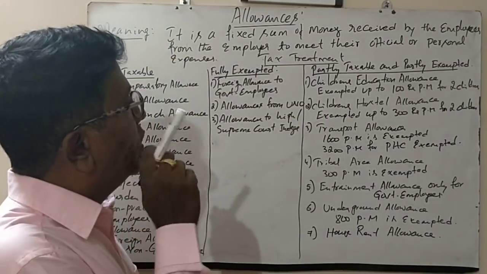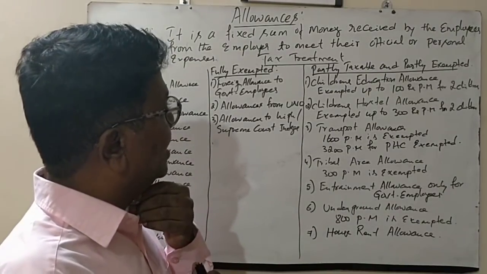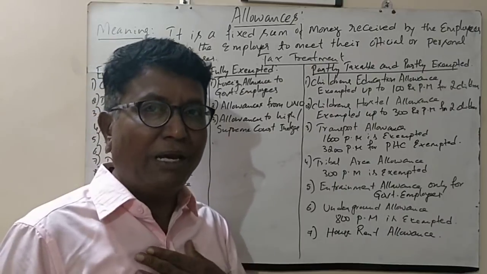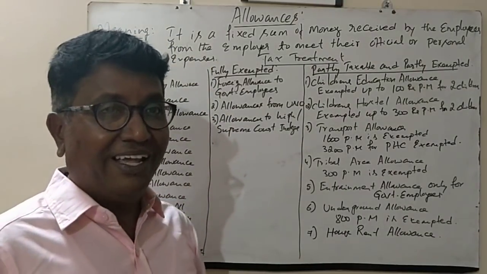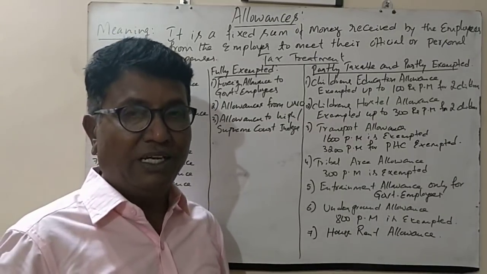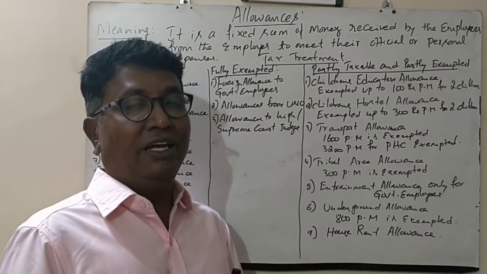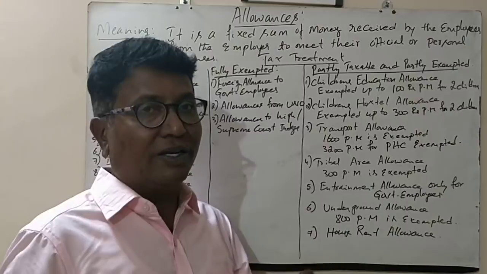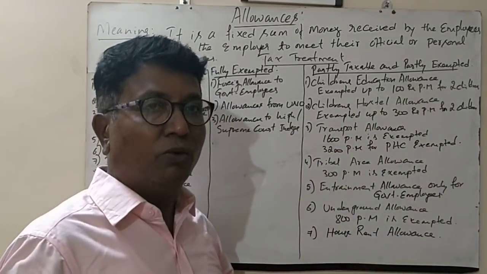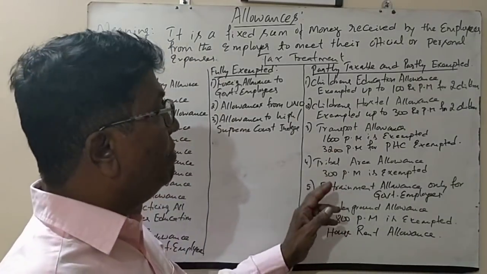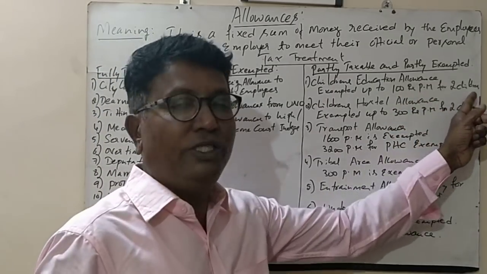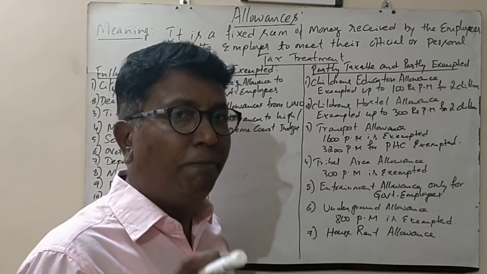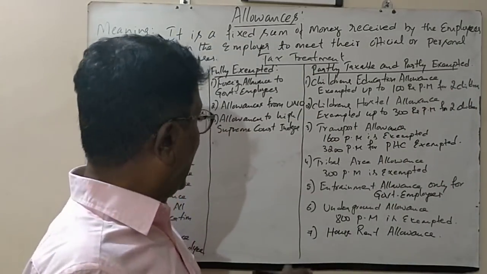Now let us come to partly taxable and partly exempted. In partly taxable and partly exempted, the first one is children's education allowance. See, if I am working in a company and I have children, and my company is giving me any allowance for my children's education, it is partly taxable and partly exempted. Whatever I have written on the board is only the exempted portion. For example, exempted up to 100 rupees per month for two children. That means children's education allowance is exempted up to 100 rupees per month per child for a maximum of two children. I will show you one example here.